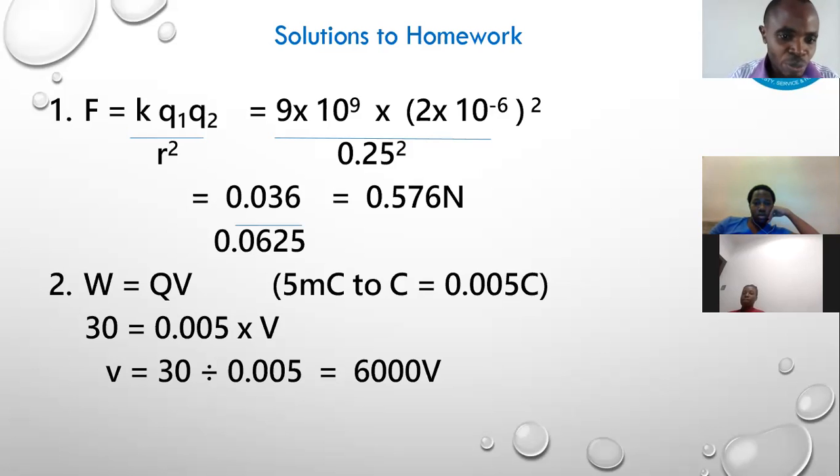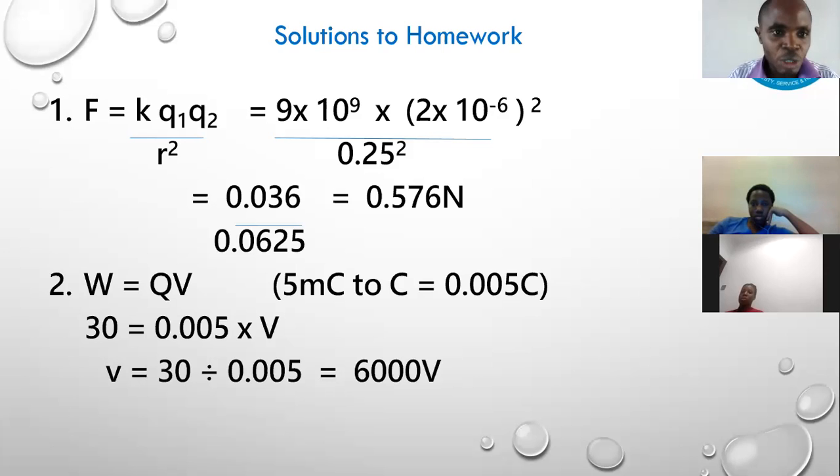The second one too was pretty good. I think everybody got that right. It was easy for us. I see that many of us now are conscious about converting millicoulombs to coulombs. I think I saw one person who didn't do that. It's good that we are now getting that consciousness. 1,000 millicoulombs makes a coulomb. So please do not forget that. Once you're able to do that, W equals QV, you get your answer.